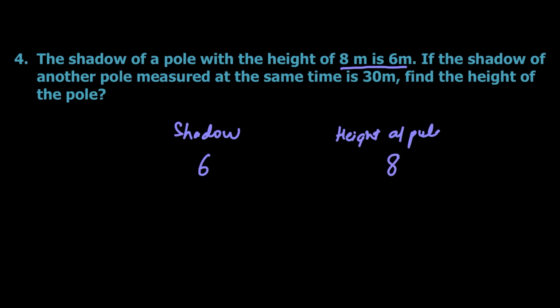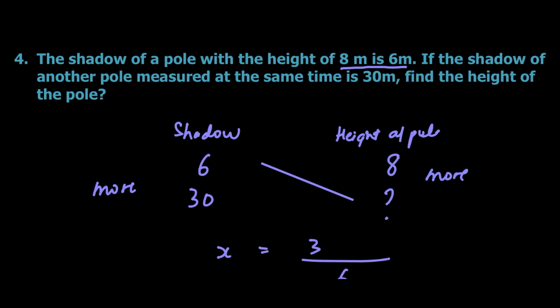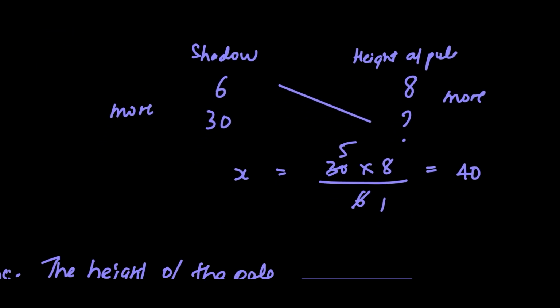So what is the shadow of another pole? Okay, we have to find the height of the pole when the shadow is 30. The longer or the higher the pole goes, the bigger the shadow will be. So if the shadow is more, obviously the height of the pole has to be more. It can't be the opposite. So this is direct proportion. In direct proportion, what comes in the denominator? 6 will go in the denominator. 30 into 8. 8 fives are 40. So the height of the pole is 40 meters.